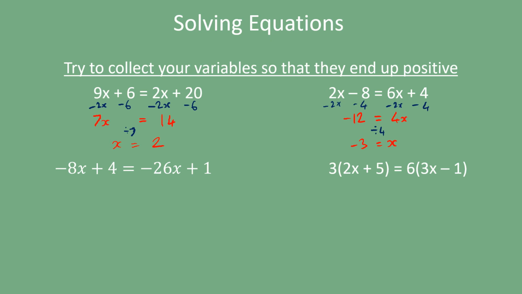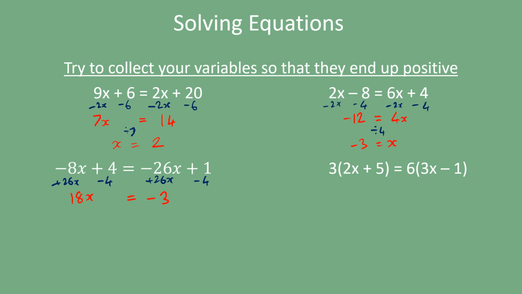2 more examples. Where do we want the x to go on this third one? Here, minus 8x is a more positive number than minus 26x, so we're going to add 26x to each side. What about the rest? Well, we've got 4 and 1, so we need to subtract the 4 because we want the numbers to be on the left. What will that give us? That will give us 18x equals minus 3.